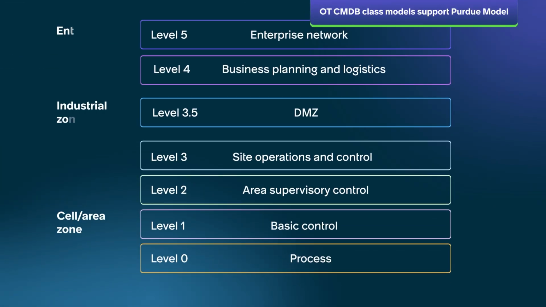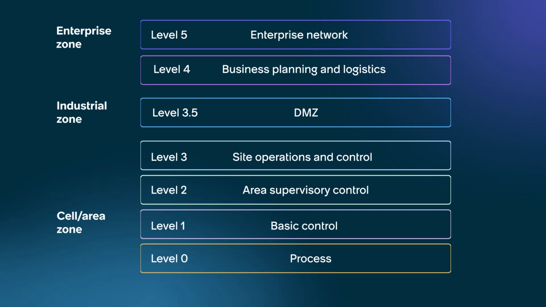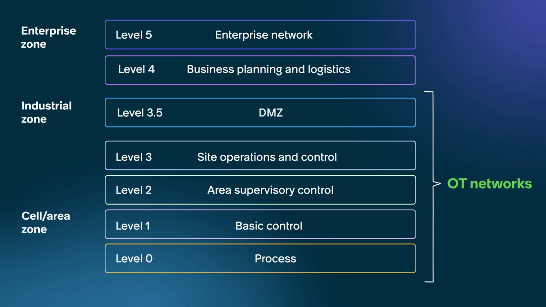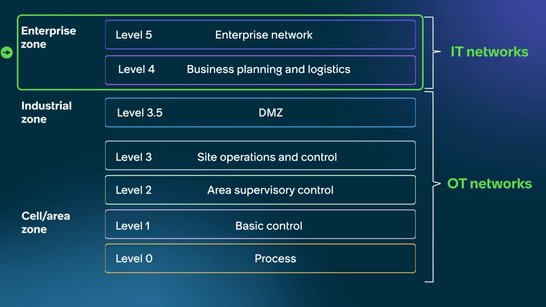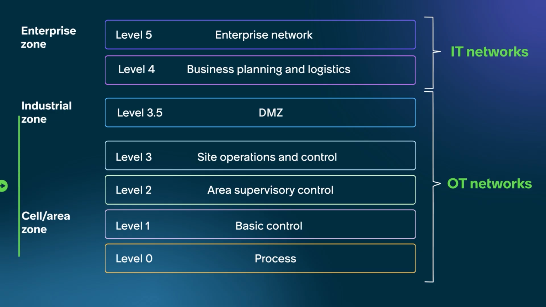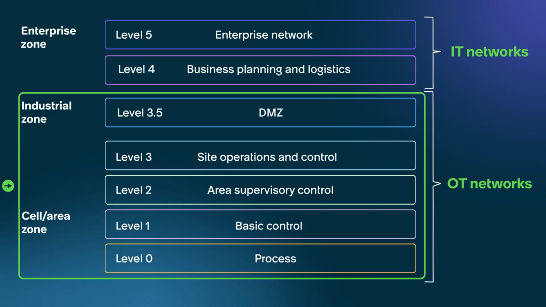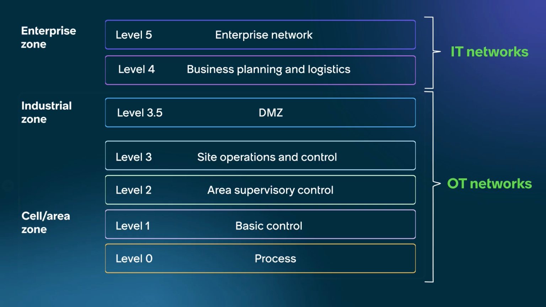The Purdue Model is often used to visualize OT environments. Here, levels 0 through 3.5 are OT networks, and levels 4 and 5 are IT networks. Traditionally, ServiceNow has managed IT with ITOM and ITSM. Operational Technology Management takes that same functionality into the industrial network. So now you can manage your industrial devices from level 3, where most of the management and control of your operations are, all the way to level 0, where you move and measure things. This management includes all device types from sensors and robots to servers and virtual machines.